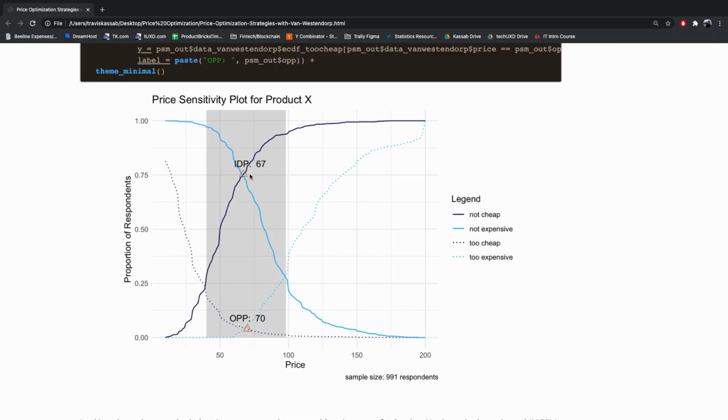And this is the main analysis from a price sensitivity meter right here. We have the visual. We are plotting the four cumulative distributions on the visual. And then we show this shaded region here is the acceptable price range. And then we have these other two significant pricing points here defined as intersections between the cumulative distributions. Okay, so that was all Van Westendorp, kind of the classic analysis. Now let's talk about the analysis for the Newton-Miller-Smith extension.